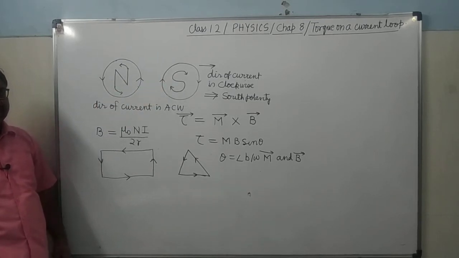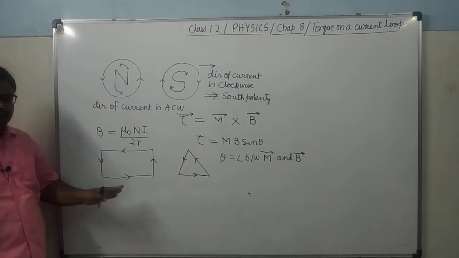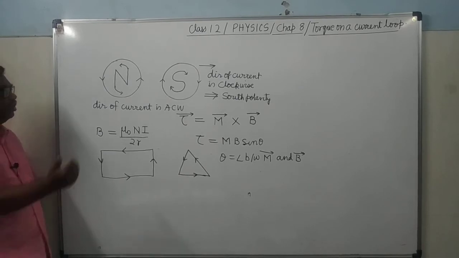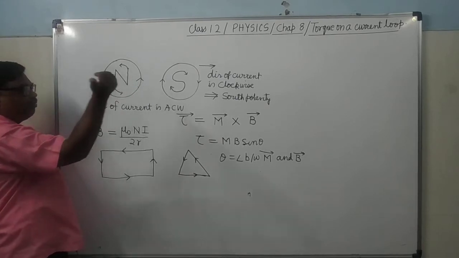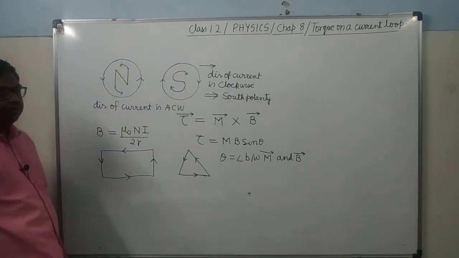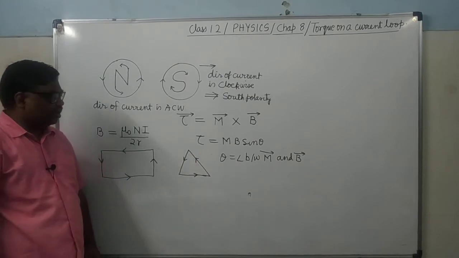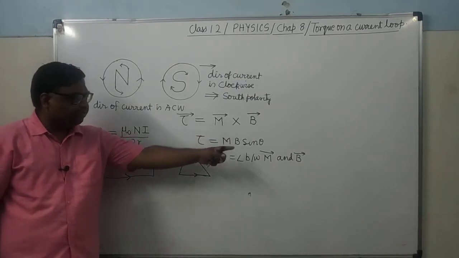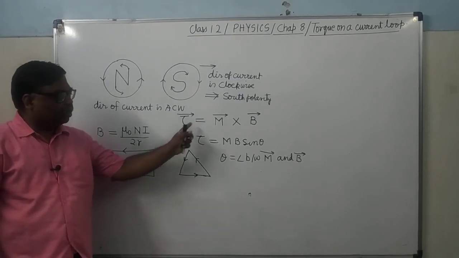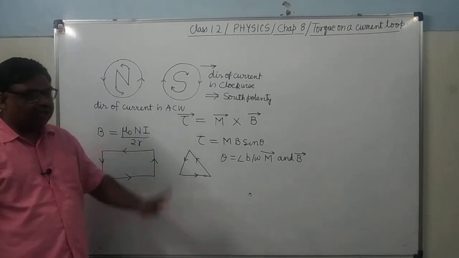Is it clear? If you see it in the context of the plane of paper, because you do every writing work on the plane of paper, here it is perpendicular to the plane of paper upward, and here it is perpendicular to the plane of paper downward. So that way you can find the direction. Here the magnitude is given by tau equals mB sin theta. Today I am going to deduce this formula. We already know this formula.